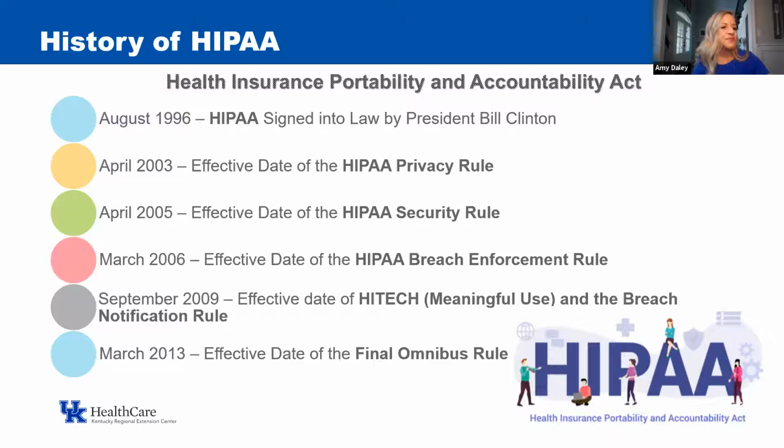So the omnibus rule provided further definition around safeguards. It provided further guidance for business associates and the subcontractors of business associates. And basically, we saw the most changes with the omnibus rule to HIPAA security that we had seen since the HIPAA security rule had come out. So that's kind of where we are with HIPAA, just a little brief history and overview.